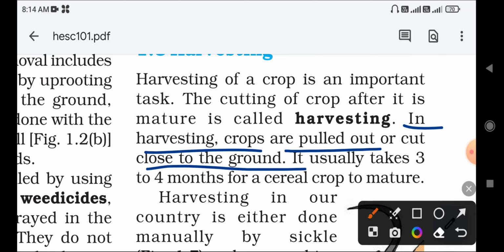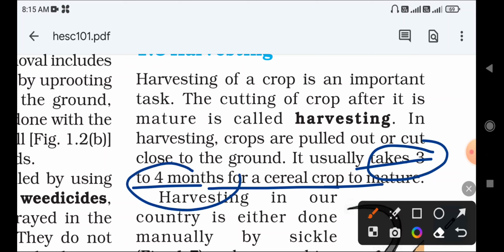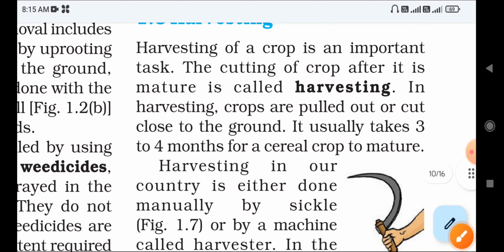First they will pull the crops from the ground, or otherwise they have to cut the crops at ground level. There are two possibilities: you pull the crops from the field, or you cut them from the ground level. It usually takes 3 to 4 months for cereal crops to mature, depending upon the crop. Cereal crops get matured in up to 3 to 4 months and are then ready to harvest.